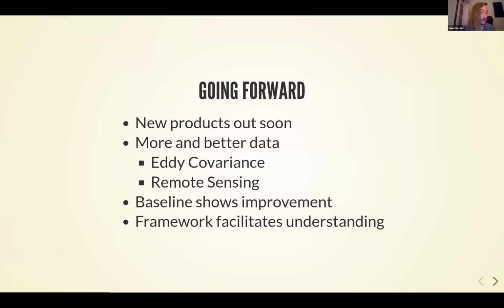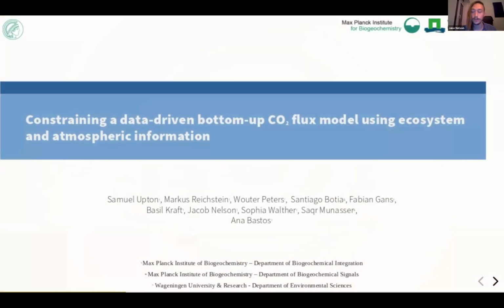And most importantly, we want this framework to facilitate the understanding of how what we're seeing at the site level translates to regional and global processes. And with this, I will turn over to Sam to talk about the future.